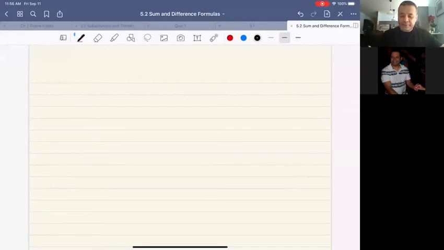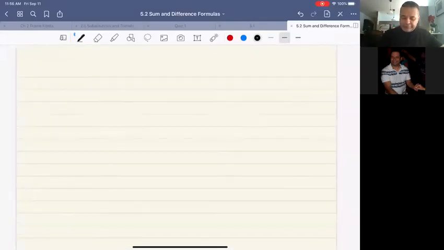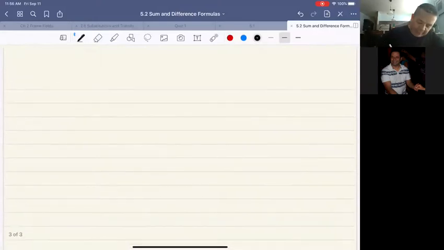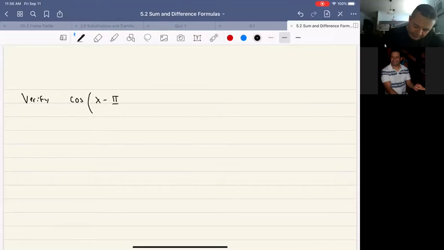All right, welcome back. The next problem we're going to look at is to verify that cosine of x minus pi over 2 equals sine of x. This is one that's going to be a multiple choice on MyLabs Plus. You're going to have to check, similar to the ones we were doing in 5.1. I'm not going to do it this time because I think you got a sense of what it's going to look like.